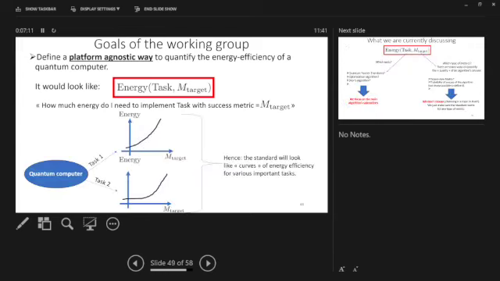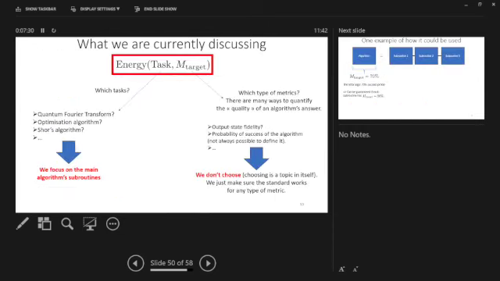And then basically, it means that the quantum computer can run different tasks. And it means that the standard will not be a number, the energy to run a task, but rather a curve: the energy to run a task as a function of the quality of the answer you want. And this is what every architecture should compute. Now the natural question is, which tasks should we look at? There are many computational tasks. So here, what we are currently thinking, but again, it's under discussion, is, first, there are different types of tasks.